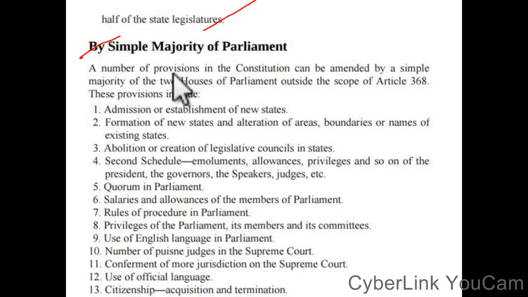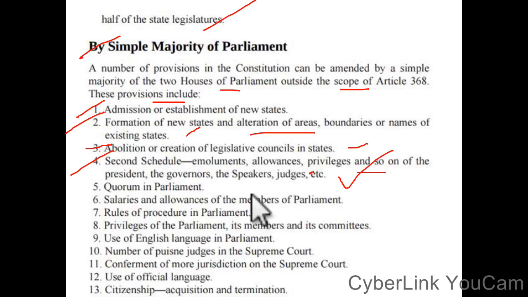Amendment by simple majority of Parliament. Many provisions in the Constitution can be amended by a simple majority of the two Houses of Parliament outside the scope of Article 368. These provisions include admission and establishment of new states, formation of new states and alteration of areas, boundaries or names of existing states, abolition or creation of legislative councils in states, and emoluments, allowances, privileges and so on of the President, the Governors, the Speakers, the judges, etc.